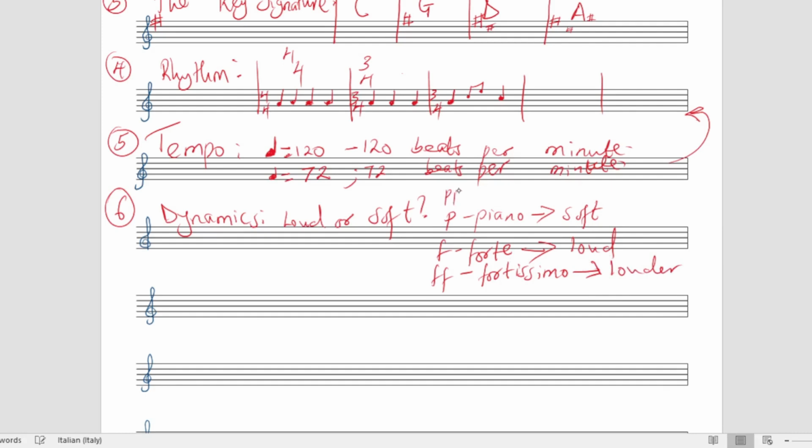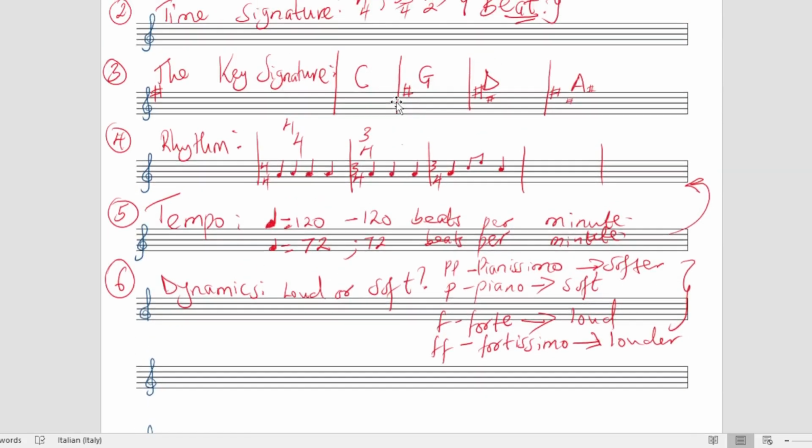If it is PP, means pianissimo, means softer, softer than piano. You need to identify there are other markings such as mezzo forte and mezzo piano, which can be used to indicate how loud or how soft you should be able to clap or sing, or in this case, play an instrument.